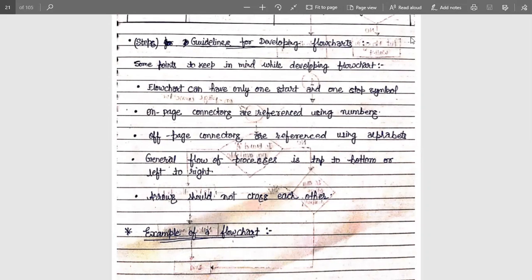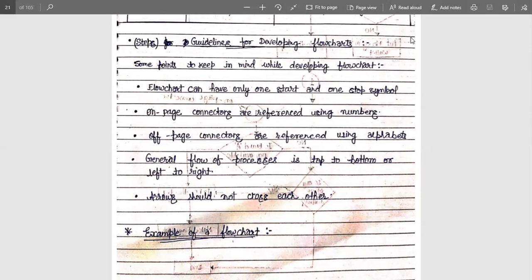The off-page connector is referenced with the help of alphabets. For example, I am at a particular page discussing point A, and point B is below point A. So if I want to move from A to B, I say the next point I am covering is B. So I refer to the particular page with an alphabet in the off-page connector, but with the on-page connector, we deal with numbers, that means one or two.